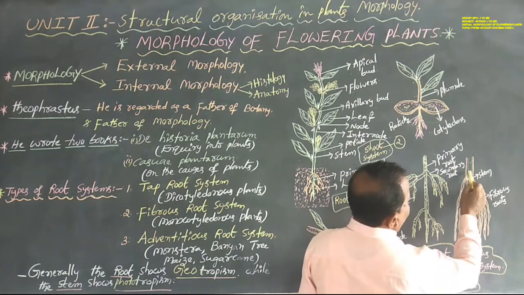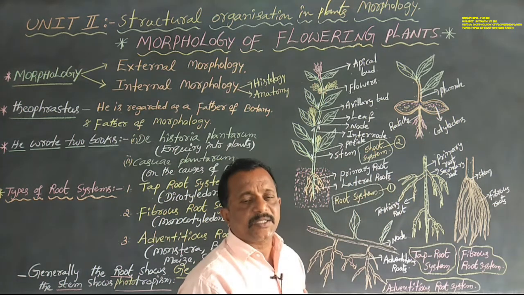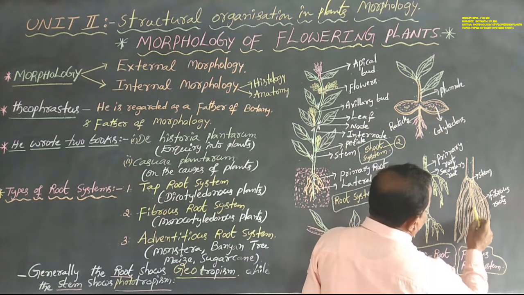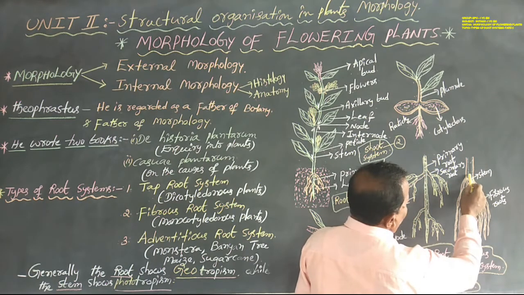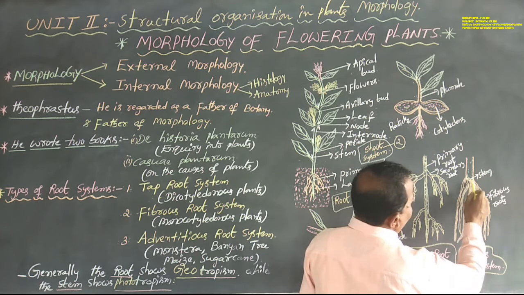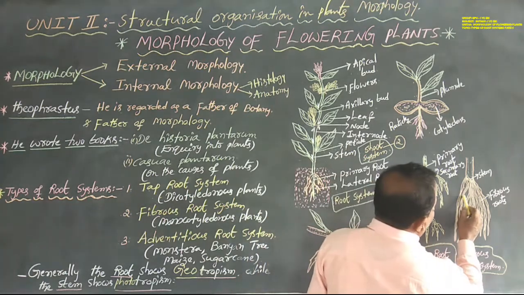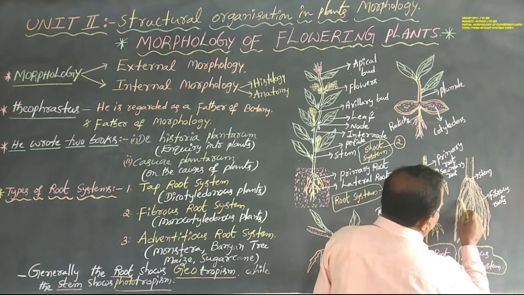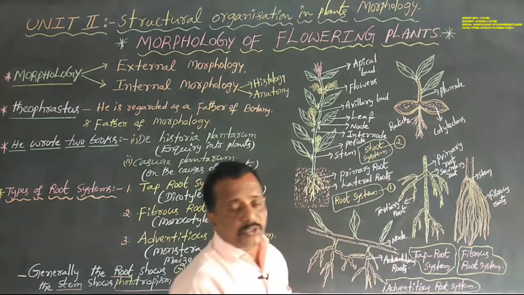Dear students, this fibrous root system is seen in monocotyledon plants, especially maize, sugarcane, as well as rice. In this fibrous root system, the primary root is short-lived. This is a primary root in dicotyledons, but in monocotyledons the primary root is short-lived. That means the primary root is temporary and is replaced by a number of larger roots. These larger roots appear hair-like or fibrous-like structures, that is called fibrous roots.